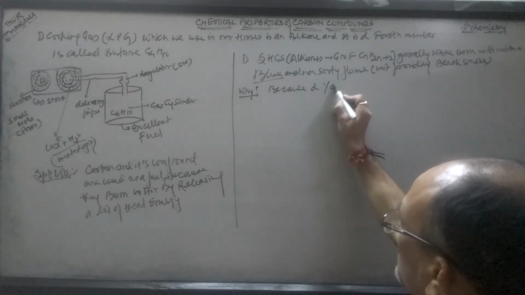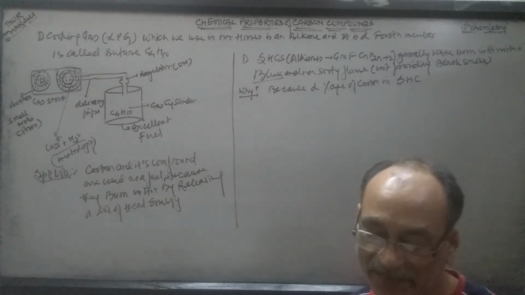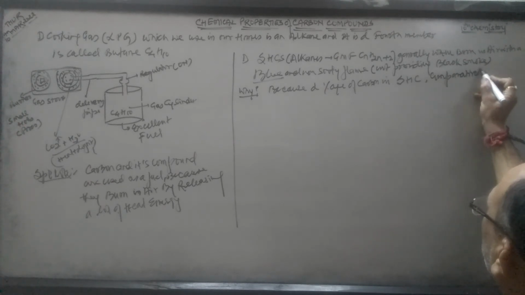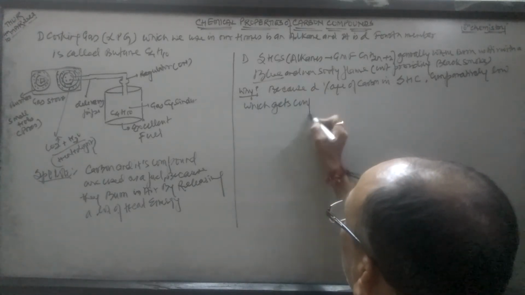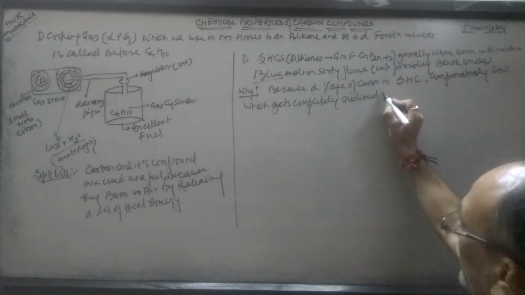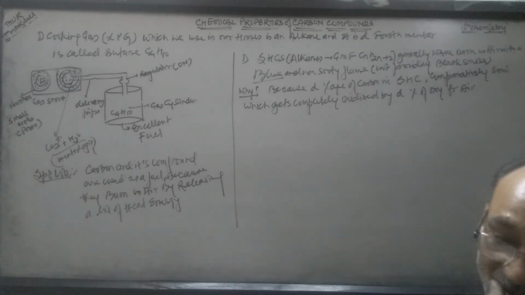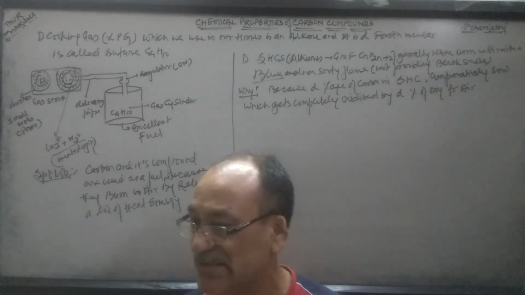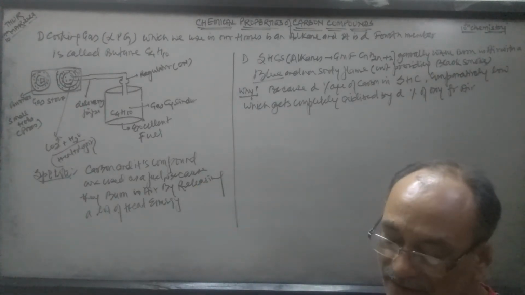the percentage of carbon in saturated hydrocarbons is comparatively low, and it gets completely oxidized by the percentage of oxygen from air. There are three degrees of comparison: positive degree, comparative degree, superlative degree. When you compare two objects and one is better, one is not better, you use the comparative degree. Is it clear?